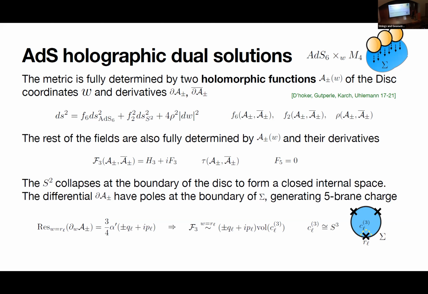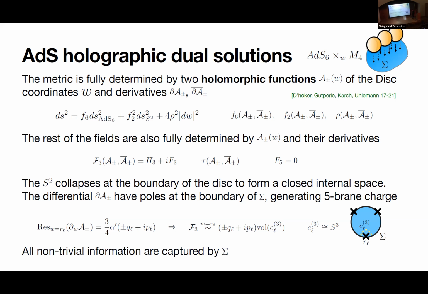And indeed, you can compute F3 close to the pole at the boundary. And what you get is this expression, which is the correct source for the PQ 5 branes at the boundary, where this volume of free cycle is a free sphere surrounding these punctures, these poles. So a free sphere is basically this small interval, which is a semicircle around the puncture, times the S2, the fiber S2 on this small semicircle.